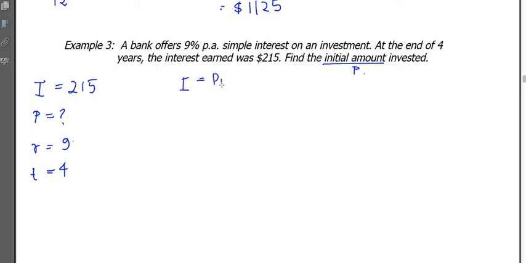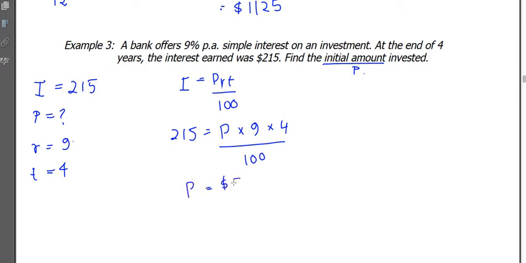I is equal to PRT over 100. Substitute your values in. 215 is equal to P by 9 by 4 over 100, and P, therefore, when you use solve, you should get 597.22. Always rounding to 2 decimal places, please, because we are dealing with finance, we are dealing with money, and obviously we usually round to 2 decimal places to represent the cents.